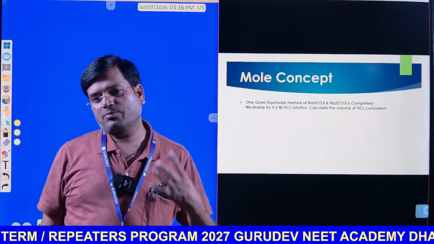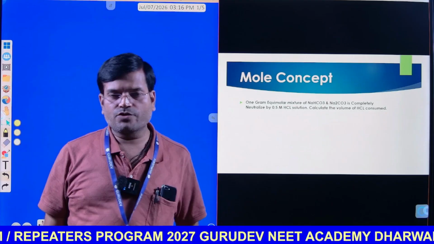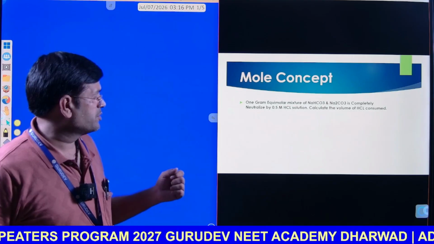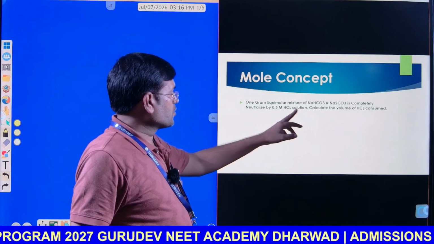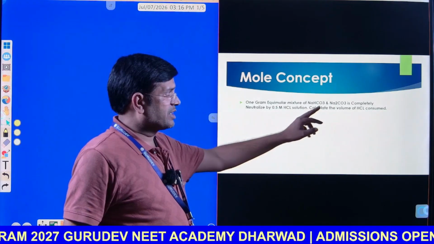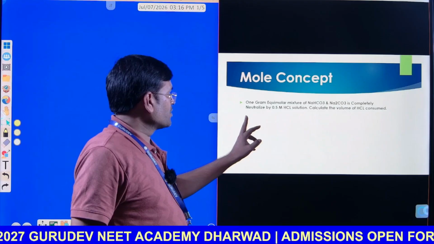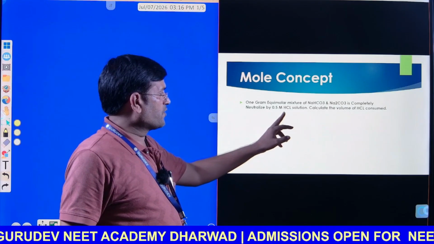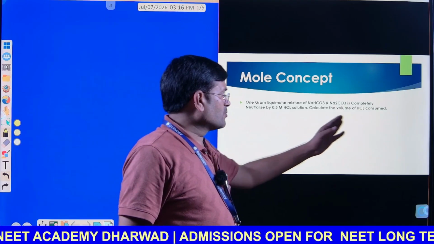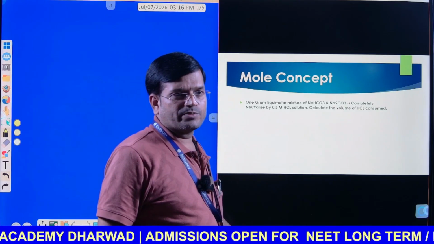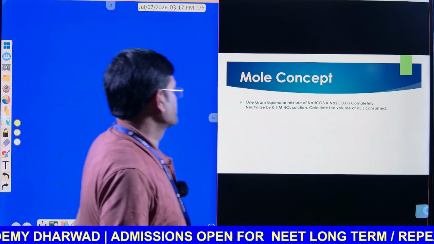Today we will have some problems based on mole concept. Here is the first one for you. See, a 1 gram equimolar mixture of sodium bicarbonate and sodium carbonate is completely neutralized by 0.5 molar HCl. Calculate the volume of HCl consumed. This is the question for you.